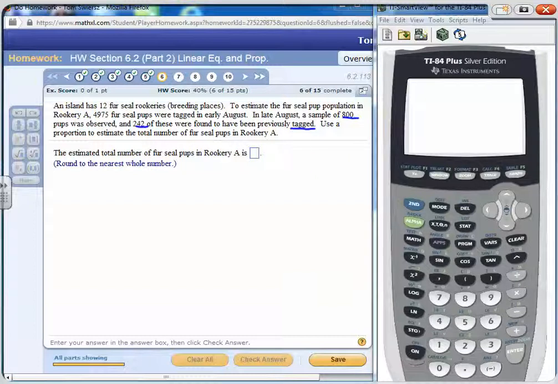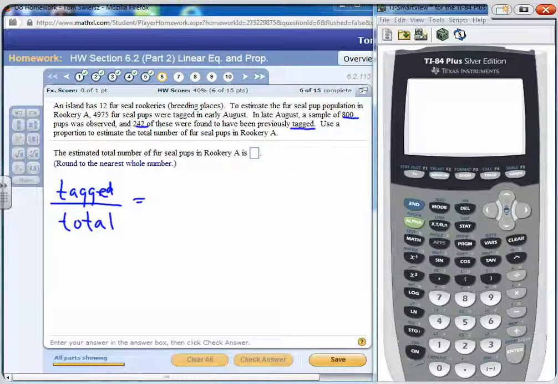Okay, now again, the 12 breeding places don't have anything to do with the problem because we're just using all the different breeding places, so that doesn't come into effect. What comes into effect is tagged and total. So if we set up a proportion, we have the number of tagged in the numerator and the total in the denominator. And you could flip it. You could do total over tagged as long as you're consistent. But I'll do tagged over total.